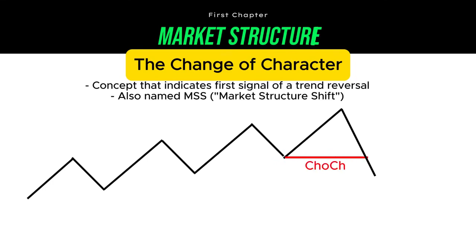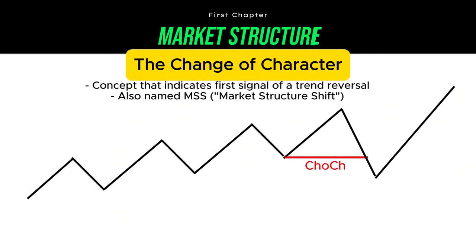So essentially, the change of character signals a deviation from the initial trend. This is where its name comes from, by price changing how it looks, changing the order flow. We can also name the change of character as a market structure shift. They are essentially the same concept. But it is important to know that the change of character is only the first signal of a reversal. It is not a confirmation, because what can happen is price just breaking the low and then going straight to the upside, essentially continuing the uptrend.